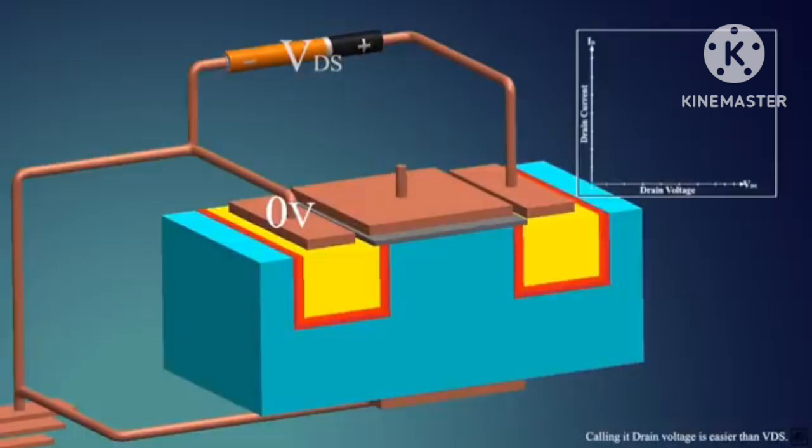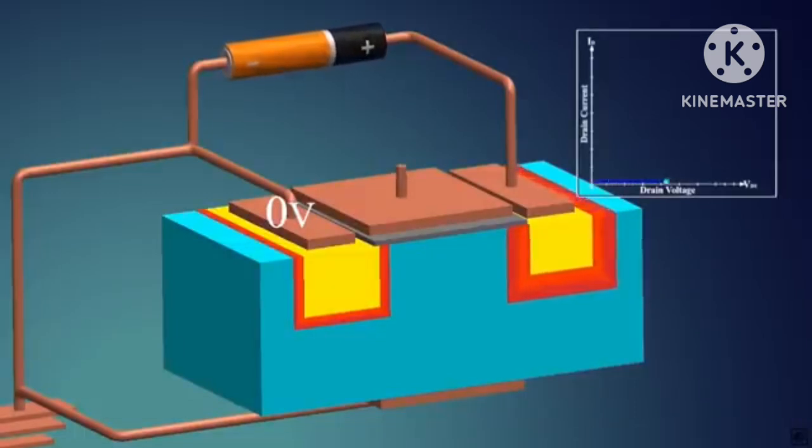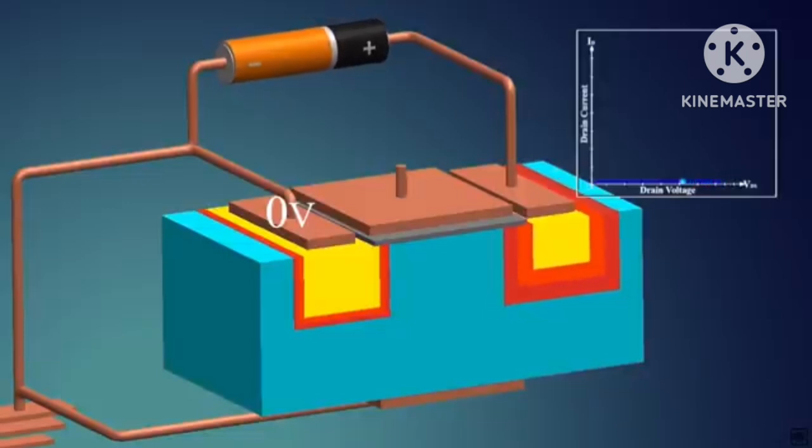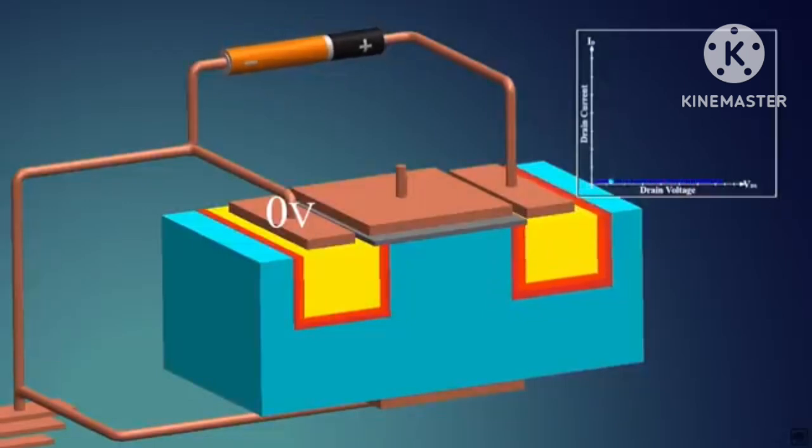Also, we can see the graph of drain current versus VDS. The positive end of the battery increases the potential at the drain terminal, thus increasing the depletion region between the drain and substrate. Due to this, there will be no current flow from the drain to the source and the MOSFET is off. This is also called the cutoff region.